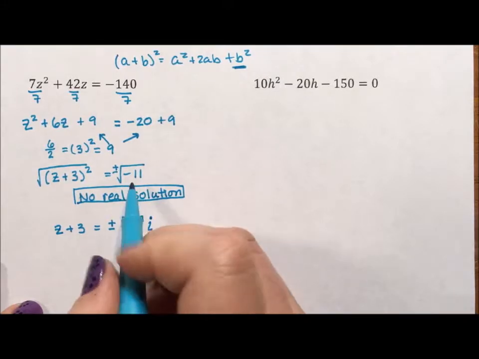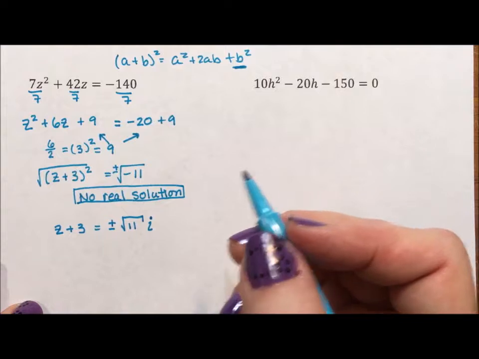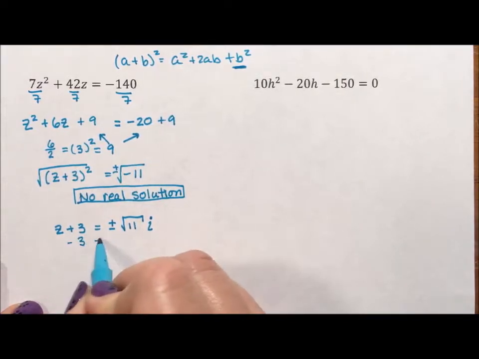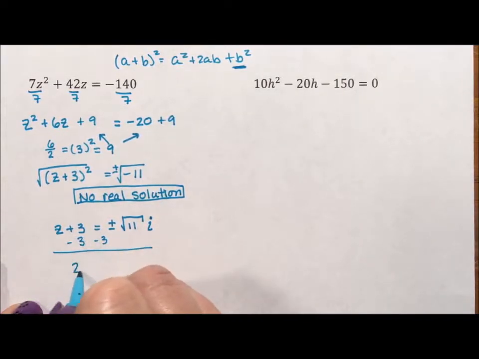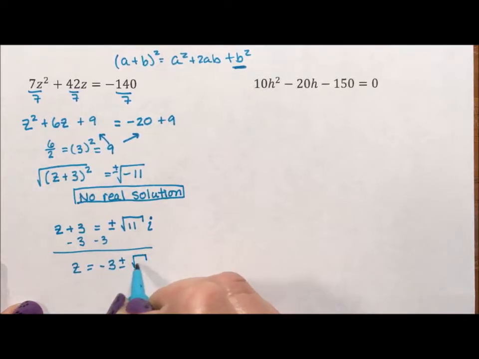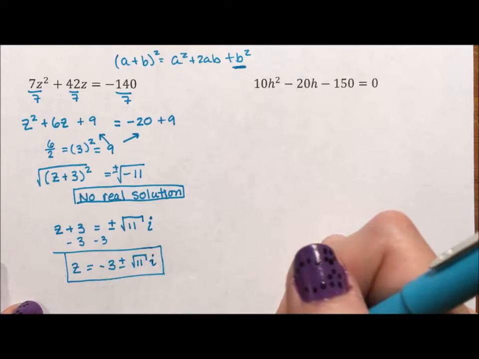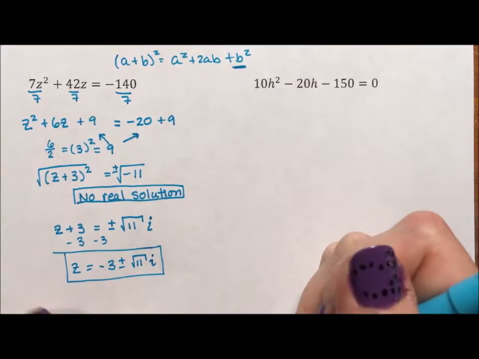And we bring the i out, that negative 1 out as i, so that the negative doesn't stay under the square root. And then I'm going to subtract 3 from both sides. So z is equal to negative 3 plus or minus the square root of 11 i. And make sure that i is not under the square root. Again, you need to figure out which solution your teacher is looking for.